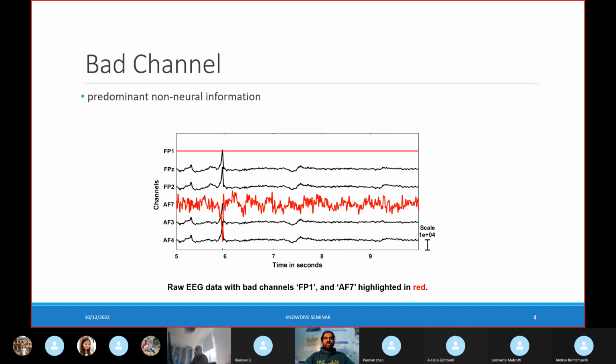Here I briefly explain what a bad channel is again. With this sample epoch of EEG, we can see that clearly the electrodes or channels FP1 and AF7 are kind of anomalies compared to the neighbors. The channel FP1 in particular has just recorded a flat line, which doesn't have any neural information, of course. And channel AF7, in my opinion, is due to the fact that the electrode is loosely in contact with the scalp, so it has recorded some sort of movements.